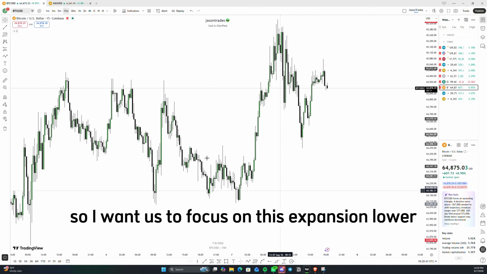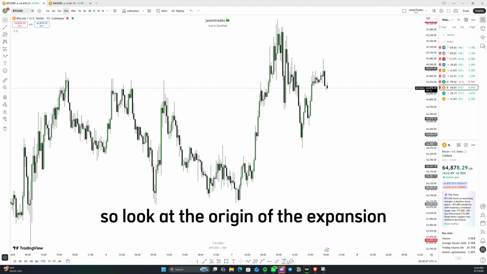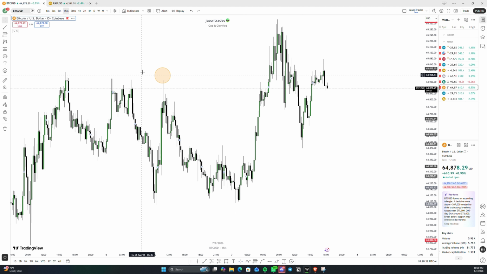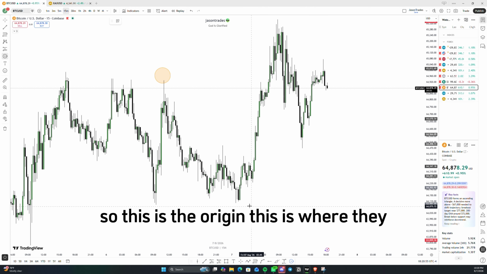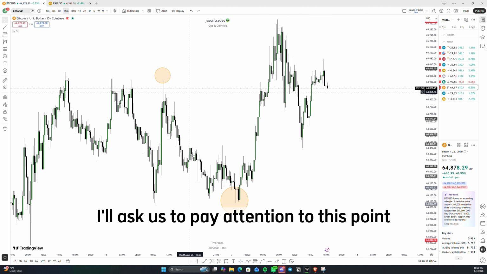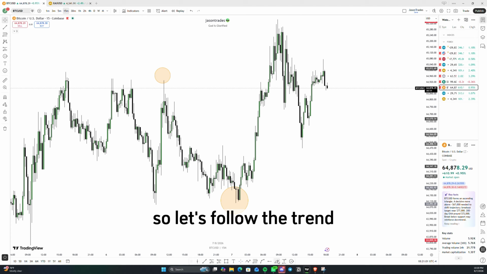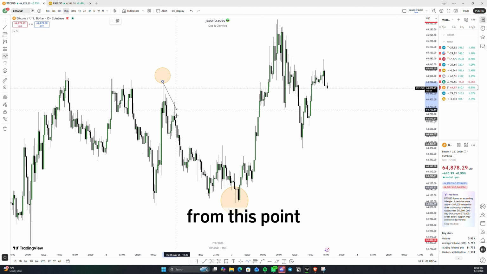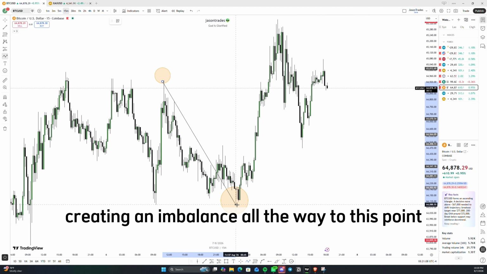I want us to focus on this expansion lower. Look at the origin of the expansion. I'm going to mark out the reference point. So this is the origin. This is where they got to. I'll ask us to pay attention to this point. Let's follow the trend. You can see how price moves impulsively from this point, creating an imbalance all the way to this point.